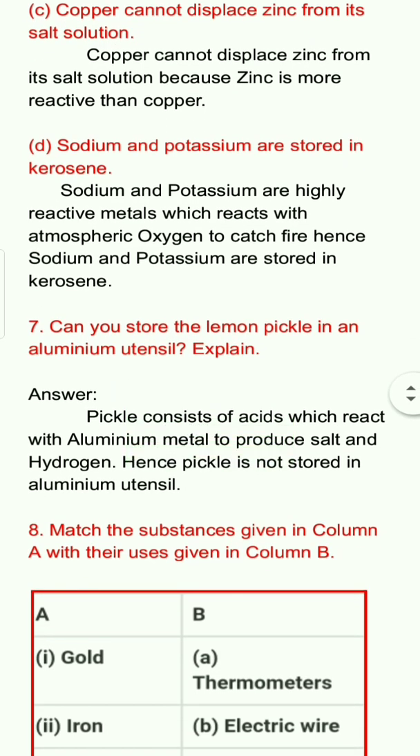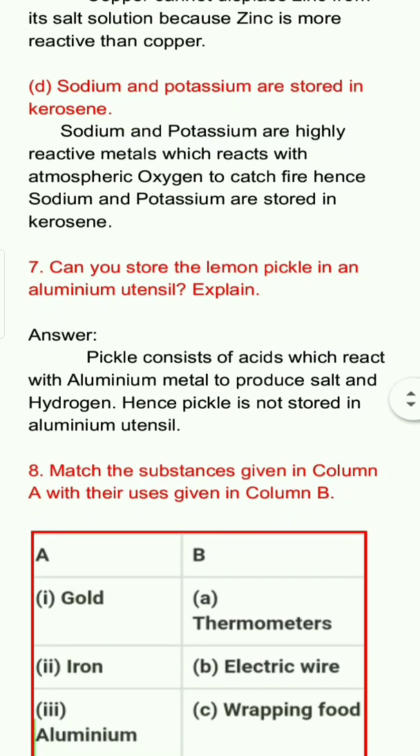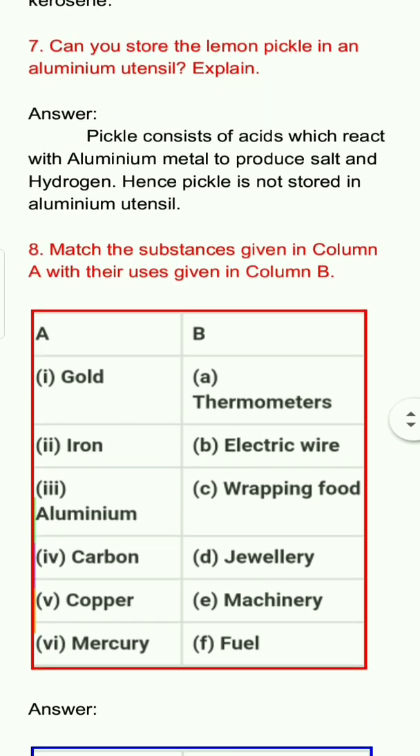D. Sodium and potassium are stored in kerosene. Sodium and potassium are highly reactive metals which react with atmospheric oxygen and catch fire. Hence, sodium and potassium are stored in kerosene. Question 7. Can you store lemon pickle in an aluminum utensil? Explain. Answer. Pickles consist of acids which react with aluminum metal to produce salt and hydrogen. Hence, pickle is not stored in an aluminum utensil.